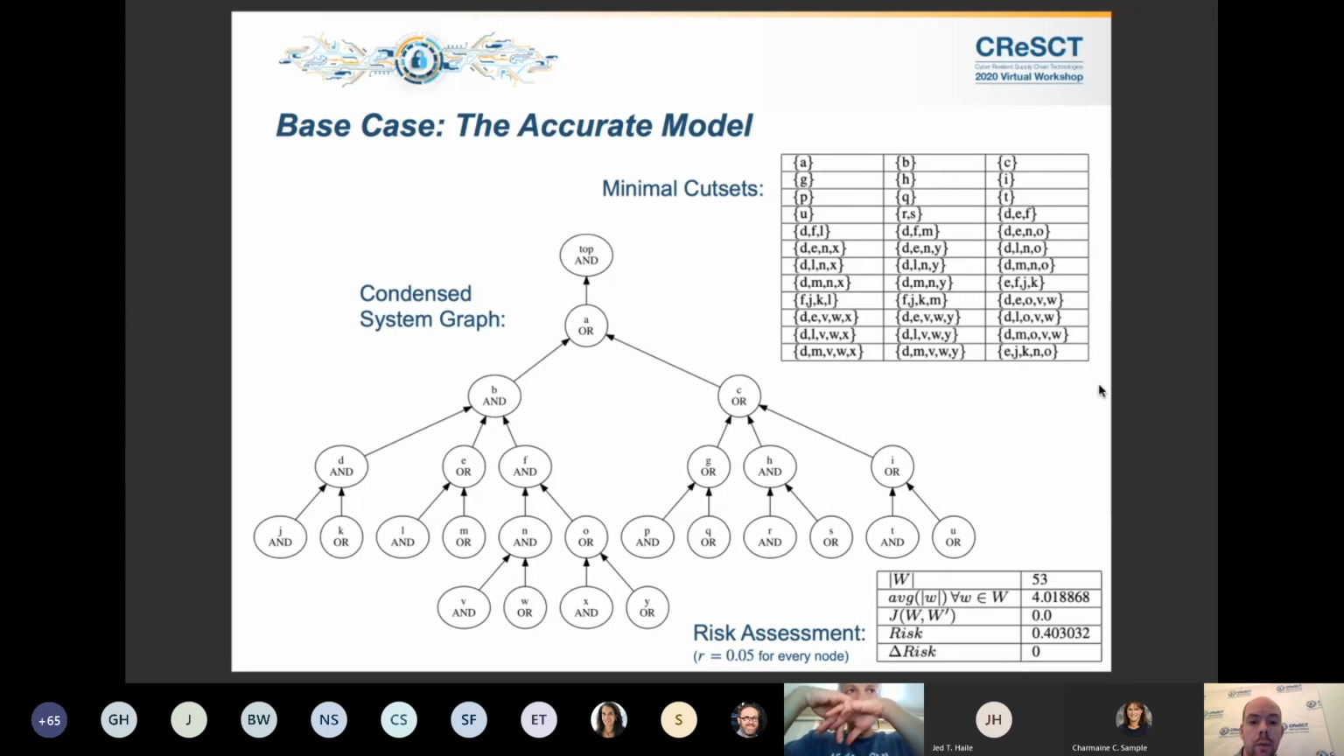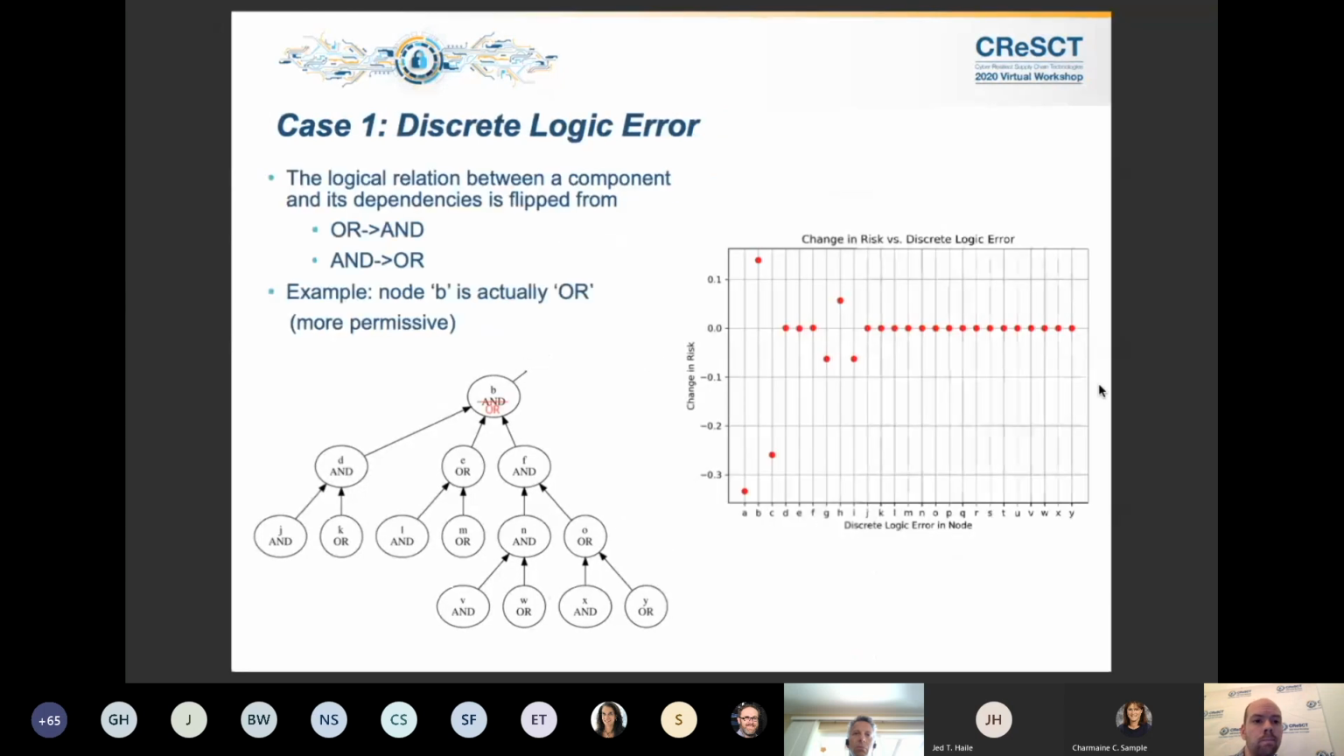Now, this again is the base case, the accurate model. What we're going to do is look at some other versions of this system that are not accurate and see which kinds of versions are the farthest from this ground truth. First, we have the case of a discrete logic error. This means that when assigning the logic type to a node, we got it flipped, got it backwards. I'll illustrate this with an example. Here, component B has been labeled as OR instead of AND.